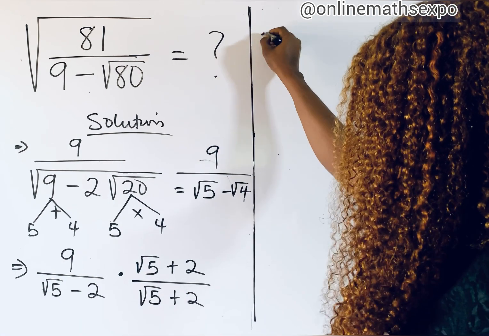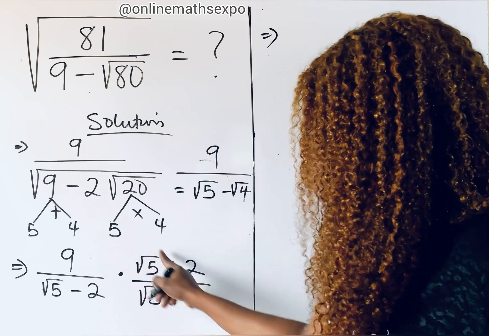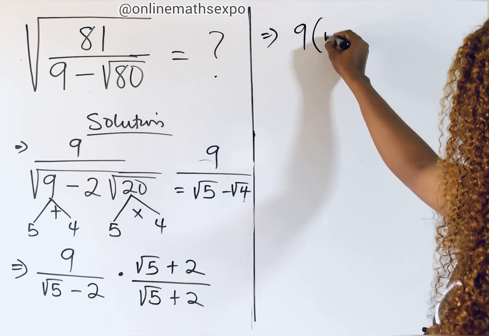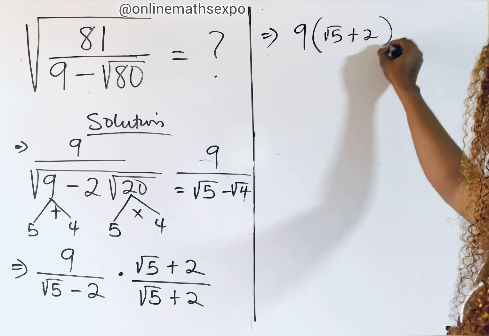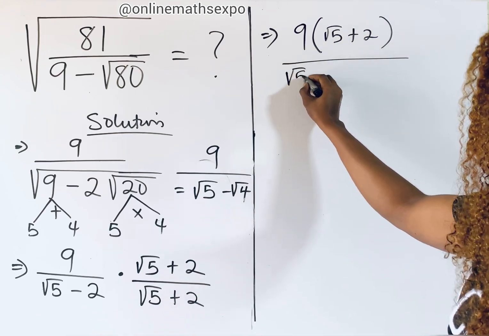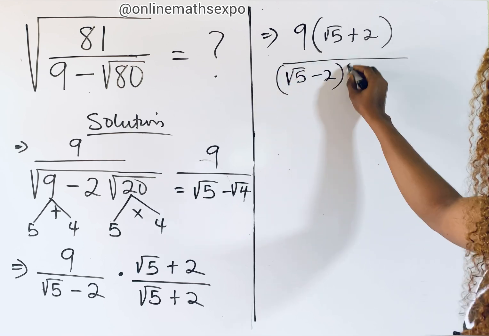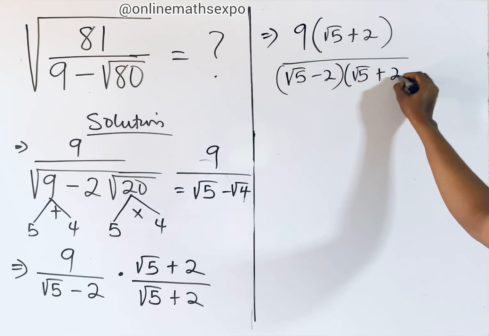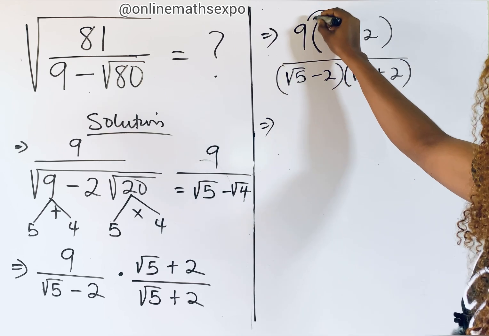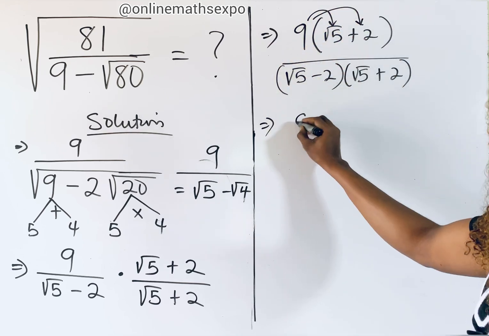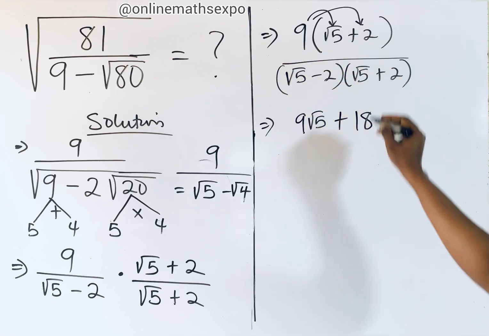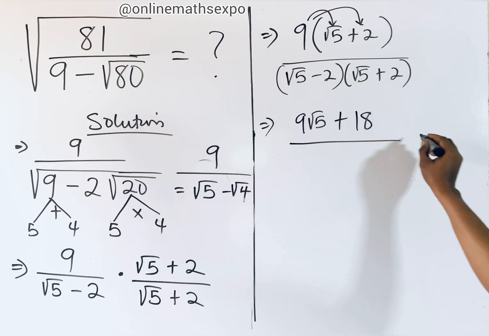So from here, we have this 9, we multiply everything here, okay? So we are going to have 9 multiplied by root 5 plus 2, divided by, these two we multiply, so we have root 5 minus 2 multiplied with root 5 plus 2. Simplifying this, 9 will be distributed inside. This will give us 9 root 5 plus 9 times 2, which gives us 18. Interesting. And this is divided.